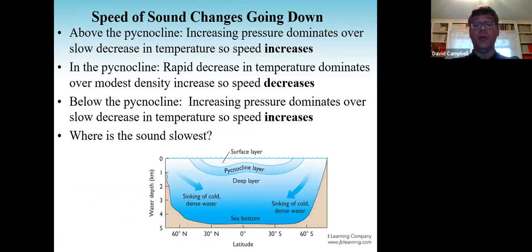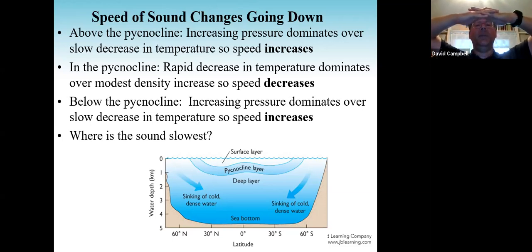As we go down the ocean, we'll see changes in those and thus changes in the speed of sound. Up in the surface layer, as we're getting deeper, there's more water on top of us, so more pressure. Temperature's not changing too much up there. Pressure's going up, so our sound speed is going up.